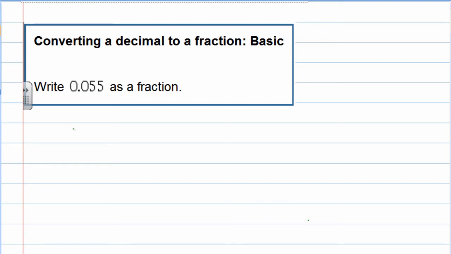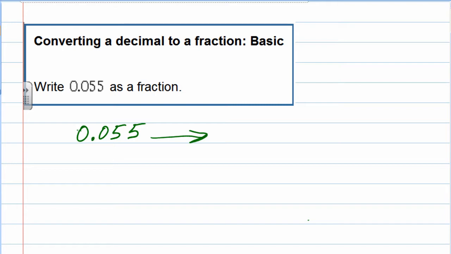We are now taking a look at converting a decimal to a fraction, the basic problem type. So our example here, our problem type is to convert 0.055 to a fraction. The first step is going to be to drop that decimal.